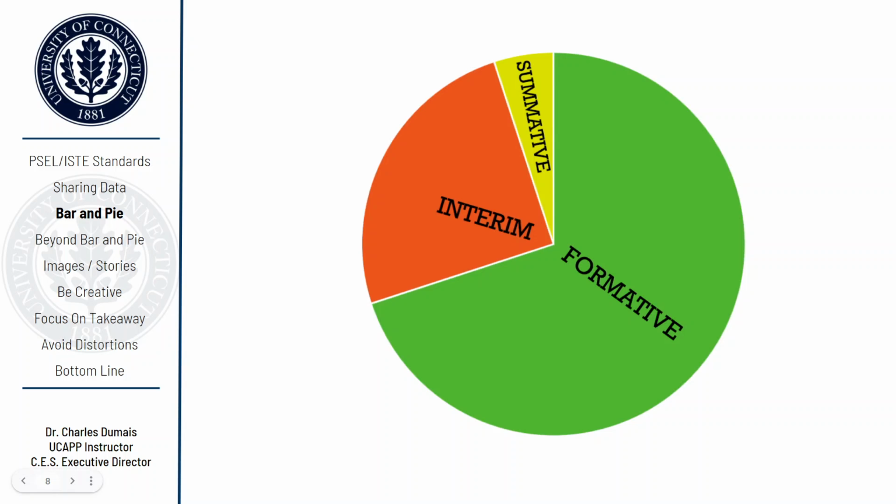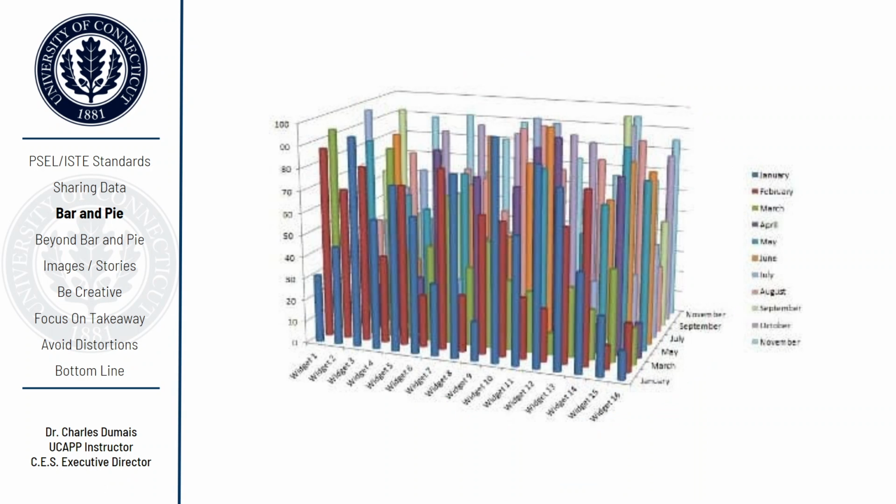There are some bad examples of bar charts and pie charts. This type of bar chart or column graph clearly has far too much data. The fact that it's three-dimensional is not helpful either. And aside from the fact that it's a little fuzzy, even if it were clear, it would make it really hard to pull trends or patterns out of this data.